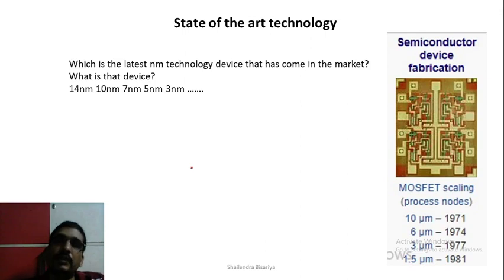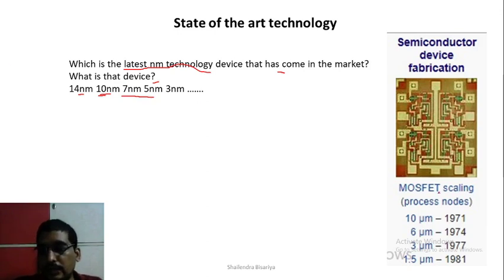Now the next point of our discussion is the state of our technology. That means which is the latest nanometer technology device that has come into the market. Let us be aware of that. Few people say that it is 14 nanometer technology in the market, few say 10 nanometer. In 2020 till now, yes, Intel is making processors up to 10 nanometer, that's correct, but devices are manufactured by other companies for up to 5 nanometer also, as of June 2020.